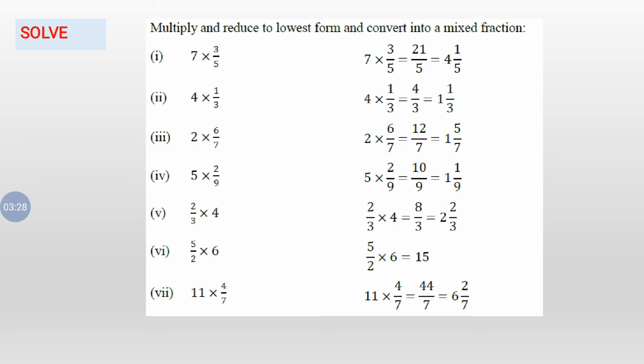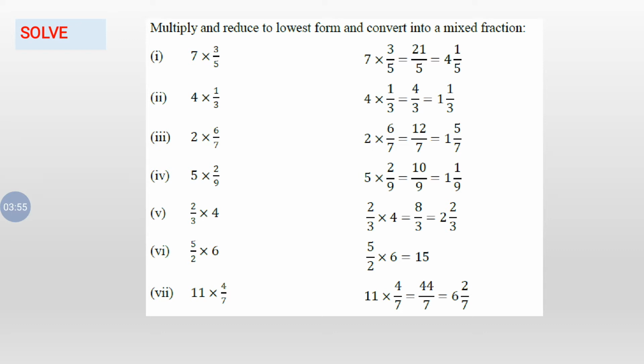Another one is 5 into 2/9. Already you know that the denominator is considered as 1, so 5/1 into 2/9. The product of the numerators divided by the product of the denominators: 5 2s are 10, 1 9 is 9. So 10/9. The quotient is 1, remainder is 1. So we get the value 1 1/9.